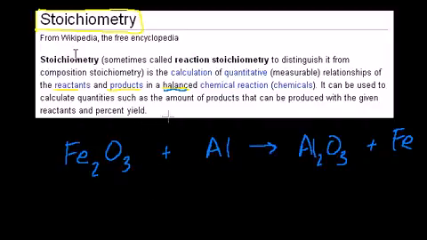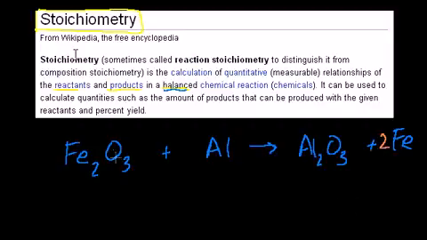A lot of stoichiometry problems will give you a balanced equation, but I think it's good practice to actually balance the equations ourselves. So let's try to balance this one. We have 2 iron atoms here in this iron 3 oxide. How many iron atoms do we have on the right-hand side? We only have 1, so let's multiply this by 2 right here.